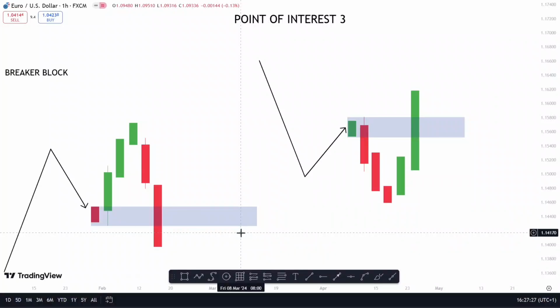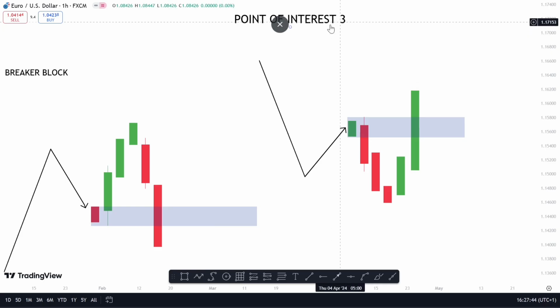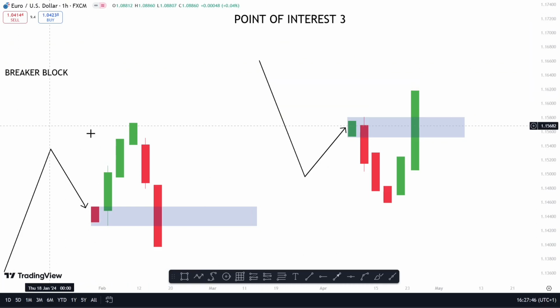Welcome to today's video. Today we're going to be discussing the concept of the breaker block. If you've been following this series, you know the last video we uploaded was on valid order blocks, and before that we talked about point of interest, then emphasize order blocks. Now, this is point of interest 3. I'm going to focus on the breaker block so you can understand the principle of how to trade with it to make money.